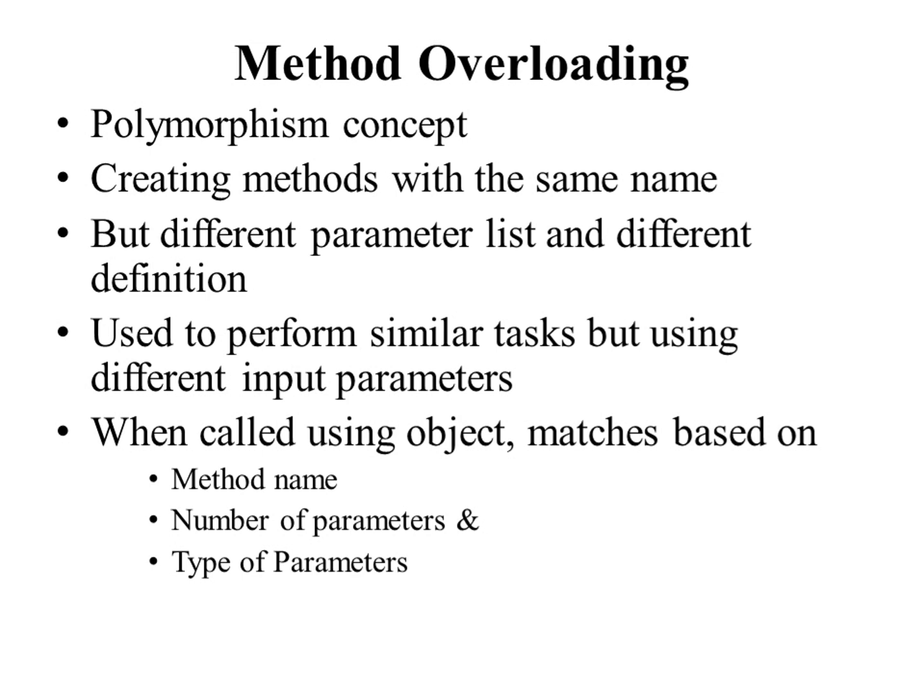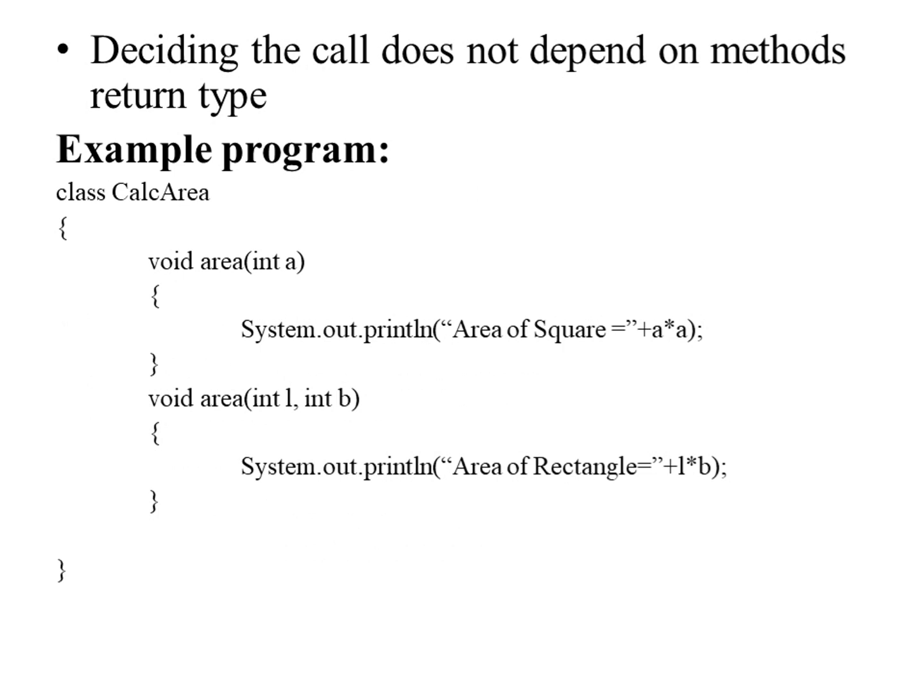While you are calling the method, since it has the same name, how is the compiler going to decide which method to call? It is based on the method name, the number of parameters and the type of parameters. Remember that method overloading is resolved only based on these three, and it doesn't depend on the return type. One method may have the return type int, the other may have float, but the call does not depend on the return type. It decides only based on the number of parameters and the type of parameters.